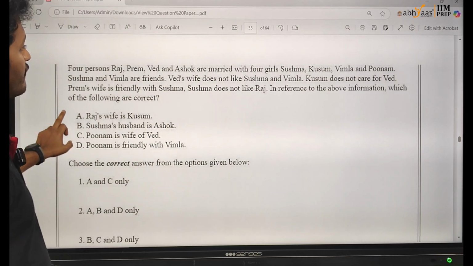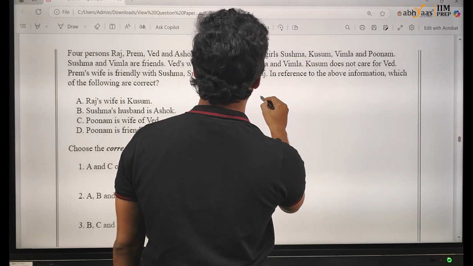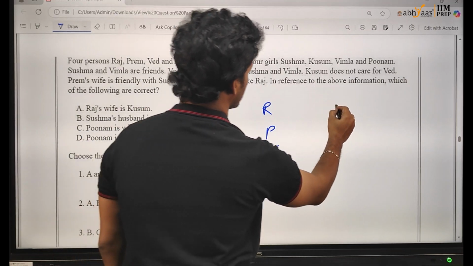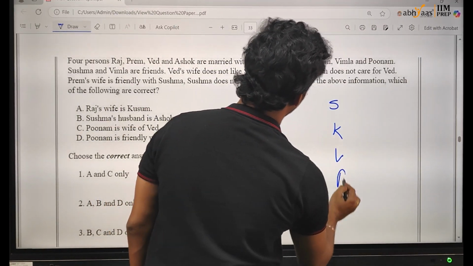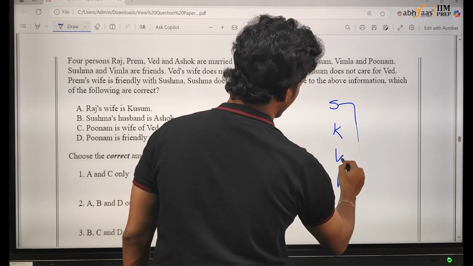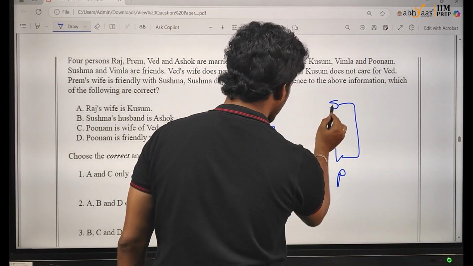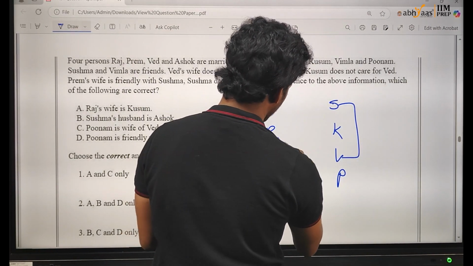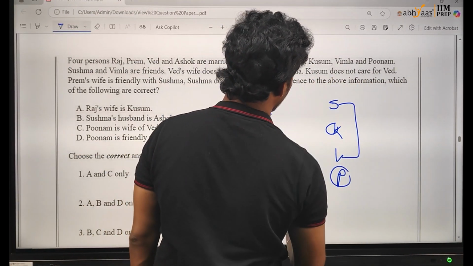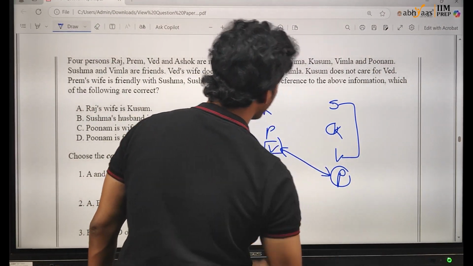4 persons, Raj, Prem, Ved and Ashok are married to 4 girls, Sushma, Kusum, Vimla and Poonam. Sushma and Vimla are friends. Ved's wife does not like Sushma and Vimla. That means Ved's wife is not Sushma or Vimla. Either Kamala or Poonam has to be the wife of Ved. Kusum does not care for Ved. So if Kusum is not caring for Ved, now you can consider Poonam can be the wife of Ved.